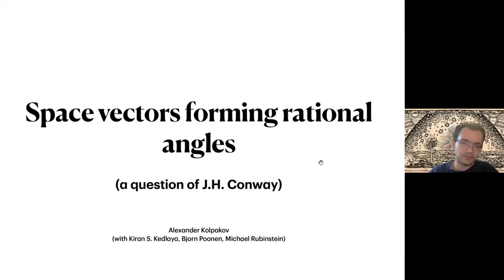I think most of the notions that I have in this talk, unless in the beginning, are really elementary. So space vectors are nothing but vectors in R3. And an angle is rational if it makes a rational amount of degrees, or if you measure angles in radians, which mathematicians usually do, then a rational angle is just a rational multiple of pi or 2 pi, depends on if you prefer half circles or full circles.